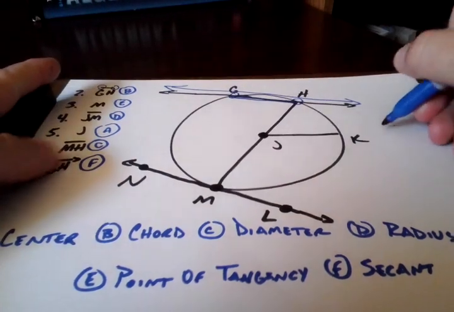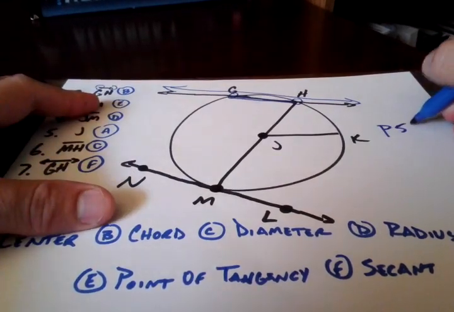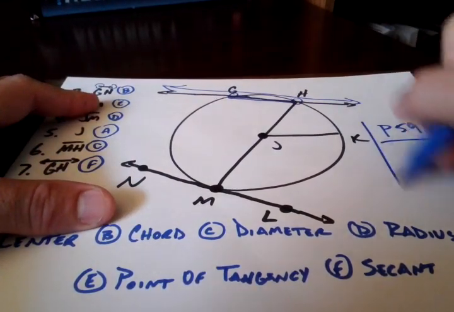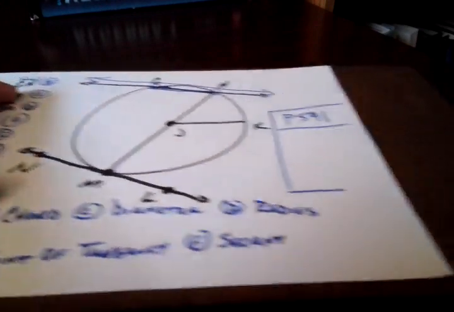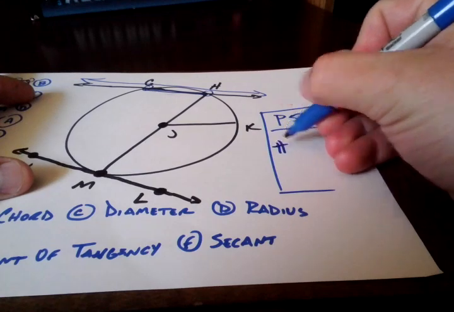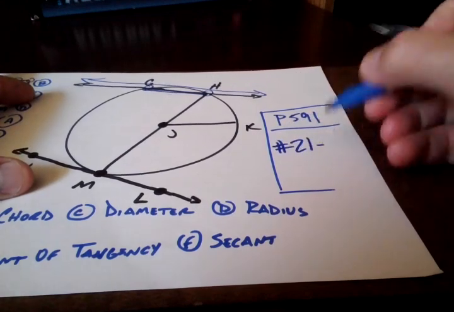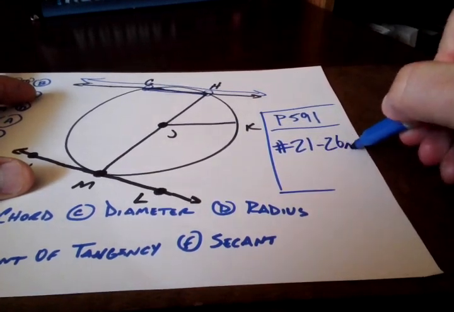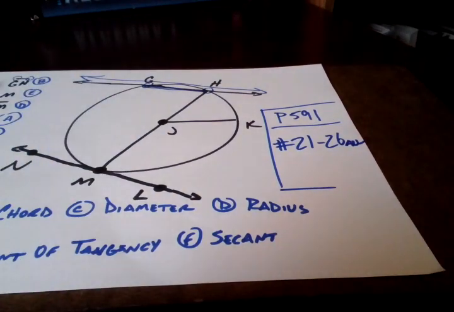Let's go to page 591, please. All right, 591. I want you to do numbers 21 through 26 all. We're going to name the parts of the circles there. Go ahead and try these out, see what you got.